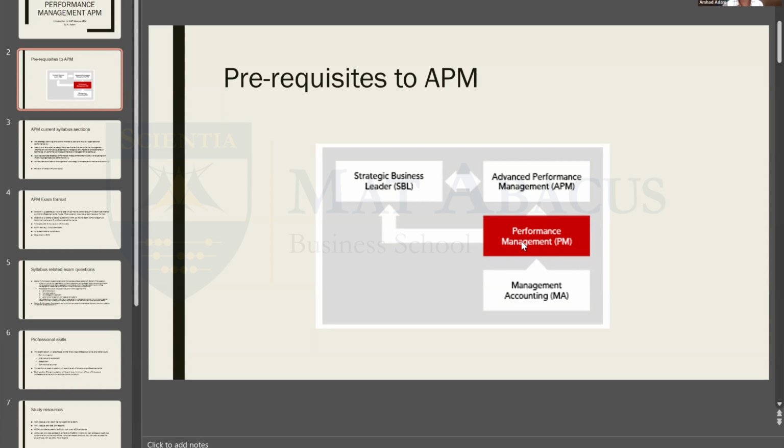It's a big syllabus. The other top one that you need to know, I would say 20 to 25% of this paper is drawn at the strategic level. So you need to know your strategic business leader syllabus. So you either do it at the same time or you study SBL before you do APM. Many students do it at the same time, which is fine. If you have done it before, it's also very good. Because one of the main areas of the syllabus is that it has a major strategic portion.